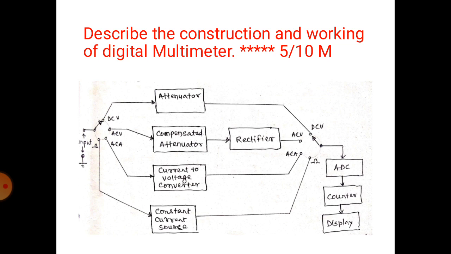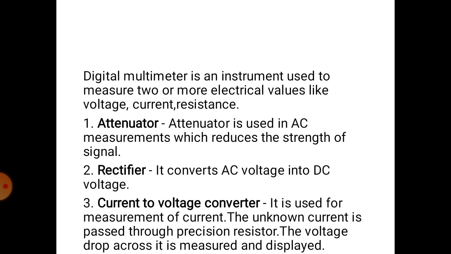So this question is asked 5 times in the semester end exam, which is very important from the exam point of view. So let us discuss the working of digital multimeter. As I told, it is an instrument used to measure two or more electrical values like voltage, current, resistance, etc. The first block is attenuator. Attenuator is used in AC measurement, which reduces the strength of signal.